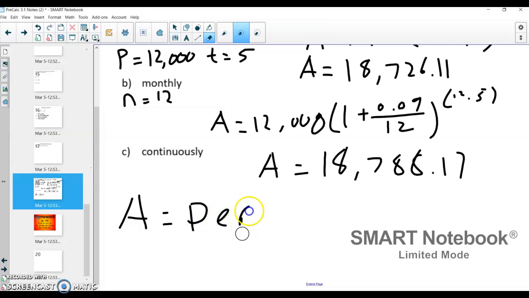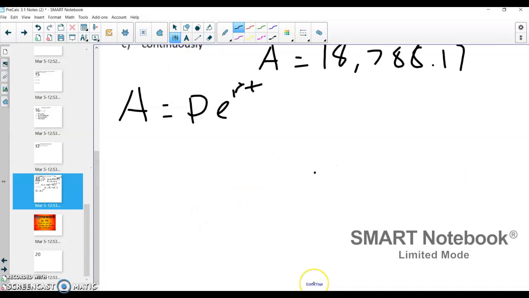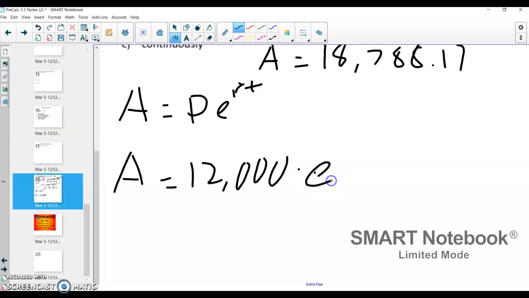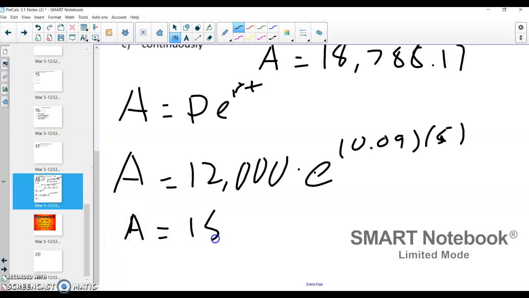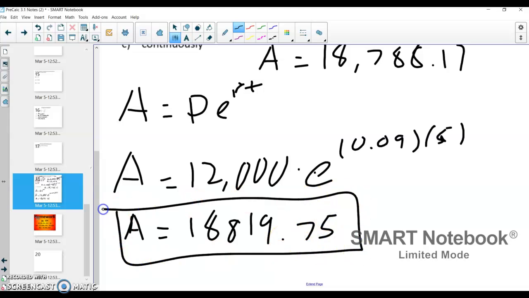And then compound continuously, that's the A equals Pe^(rt). And that's raised to the rt, sorry. Like this. And we have principal. This time we don't really have to worry about an n. We have A equals 12,000 times e raised to the rate, which is 0.09 times 5. And again, calculator work here to end it. I came up with an answer of A equals 18,819.75. And that would be continuously.